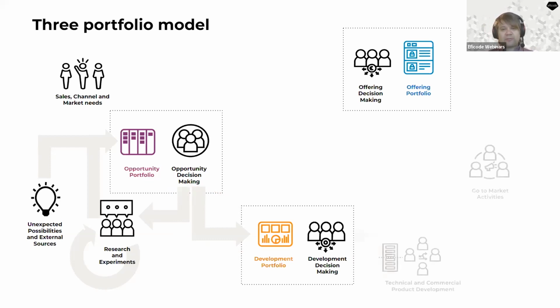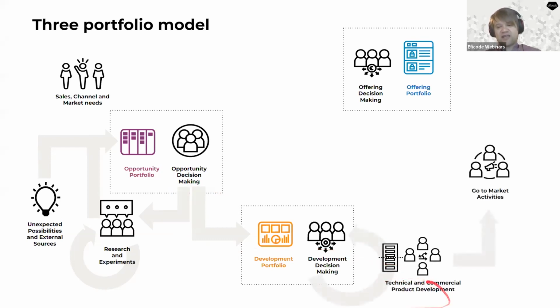Great. Then on the development portfolio, like I said, there's the technical and the commercial product development, and when you've done it, it most probably takes many iterations. This is the iterative work overall, and when you're finished, it goes to the go-to-market activities, and you need to make sure your value is getting to the market. After the go-to-market activities, it goes to the offering portfolio, and there it stays for years and years. And at some point you start to make life cycle decisions.